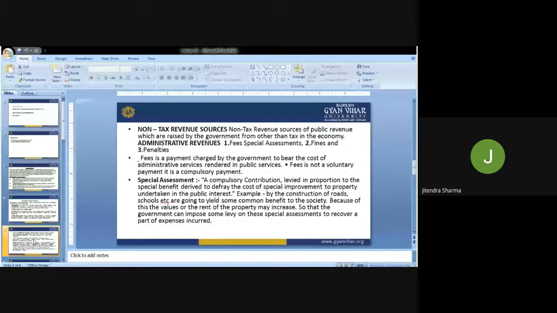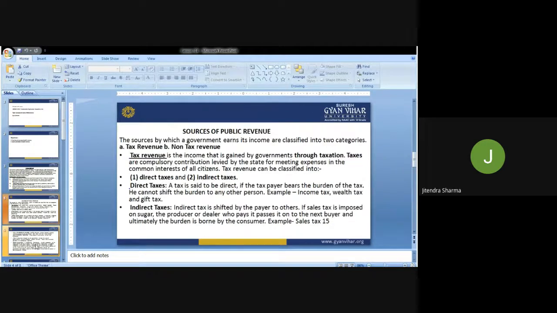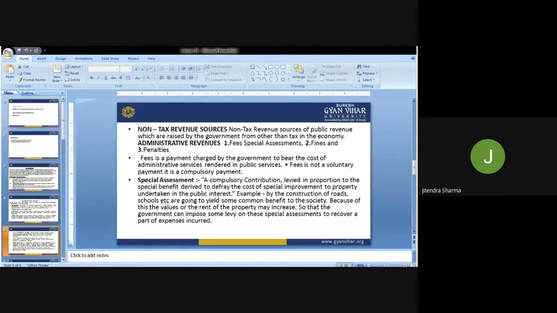Then the special assessment: a compulsory contribution levied in proportion to the special benefit derived, to defray the cost of special improvement of property undertaken in the public interest. For example, the construction of roads, schools, etc. is going to yield some common benefit to society. Because of this, the value of rent or property may increase, so the government can impose some levy on these special assessments to recover a part of the expenses incurred. So these kinds of arrangements also come under non-tax payments.